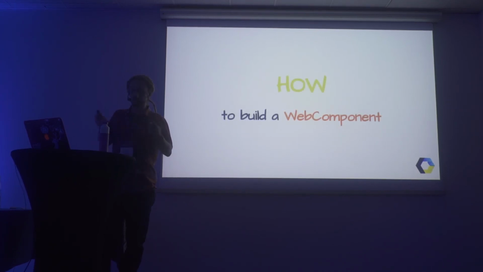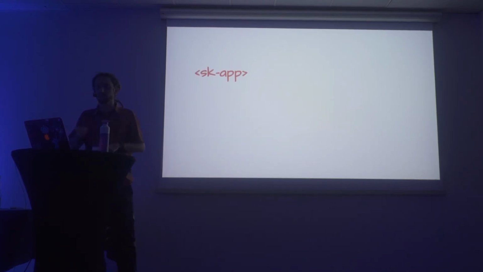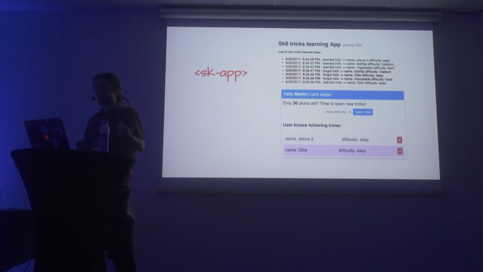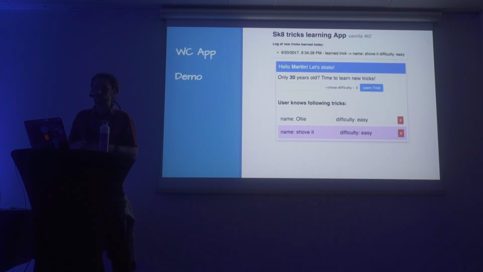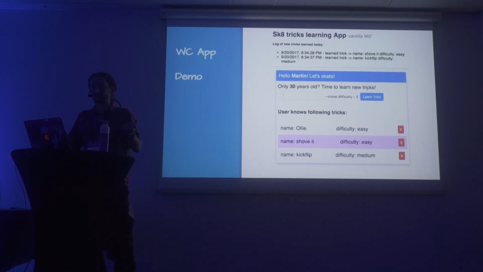Okay, so let's build a web component, shall we? The reactive and type-safe way. We were building this SK app, which looks like this. It's an app for learning new skateboarding tricks. Nothing fancy. This is how it works. Let's say I wanna learn shove-it. It's a really easy trick. Boom, the app logs the event, and it also adds the trick to my portfolio. And you can also remove those tricks and vice versa. As I said, nothing fancy, just for the demo showcase.